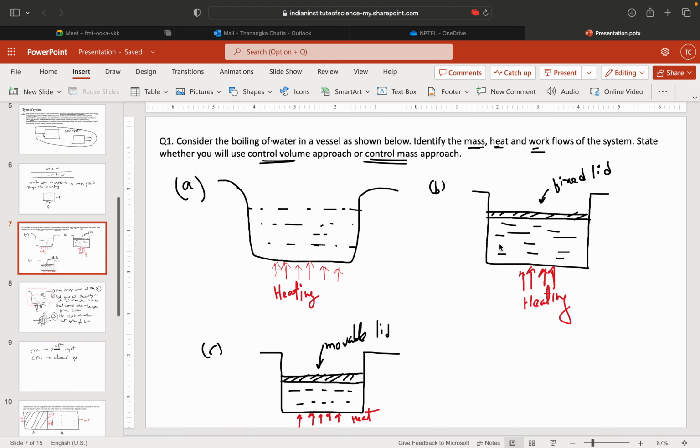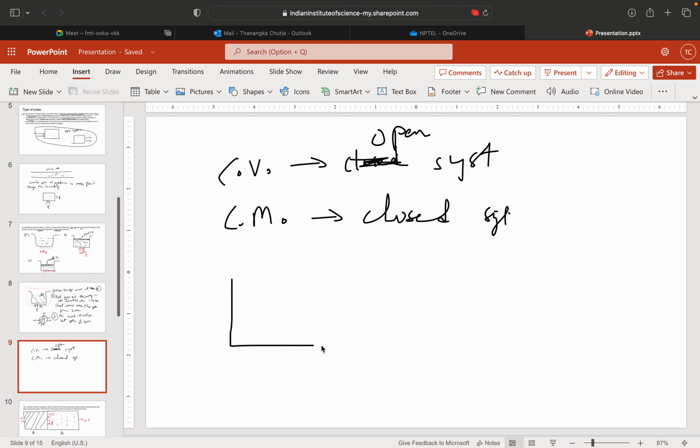Now the next one, we have just modified the question as, say, instead of open, it was totally closed by a lid, and this is a fixed lid, it cannot move. And the same thing, you are putting heat from below. The same heat transfer will be there from all sides, so there will be no change in the heat transfer as it was in the first case. But the only thing is that there will be no mass transfer. So what type of system is it? It is basically a closed system.